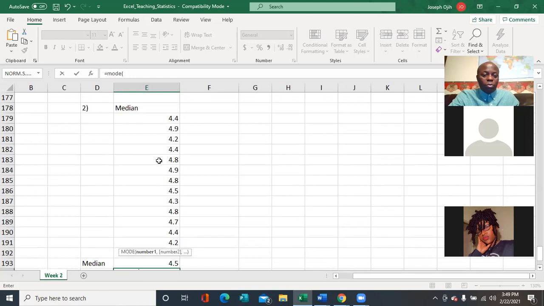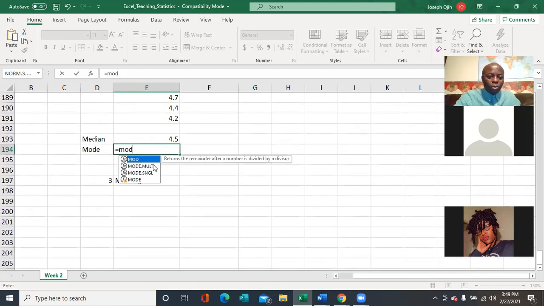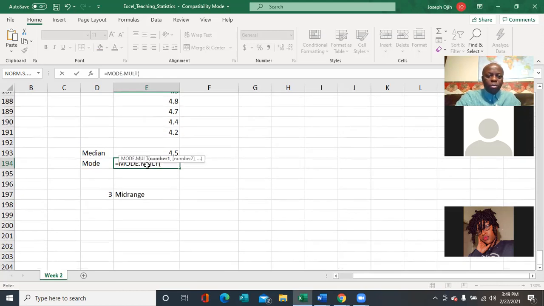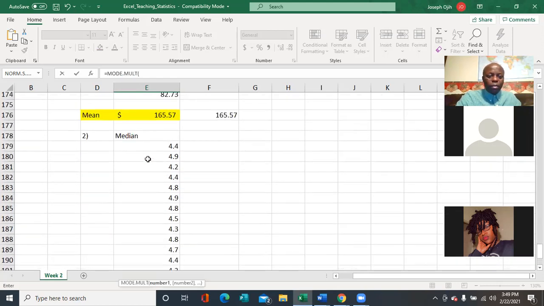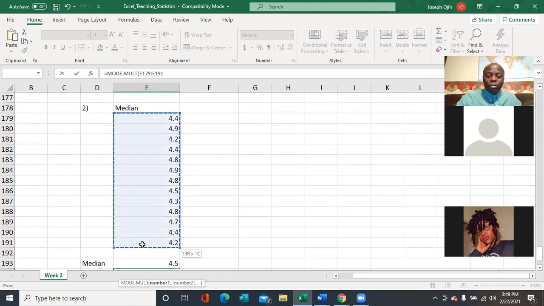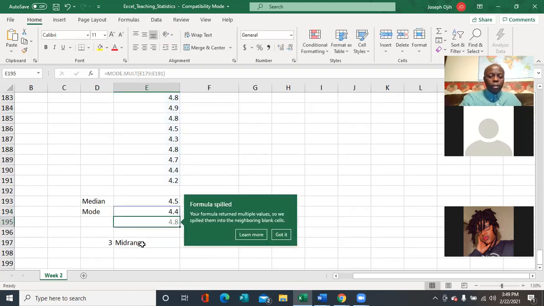Let's see if this one works. I want to type this, the multi. I'm suspecting that this one will be multi-mode. Let's see if it can give us the two numbers. Okay, but I doubt it. Usually if there are multiple modes, I do it the old-fashioned way. All right. See, it gave me the two numbers.